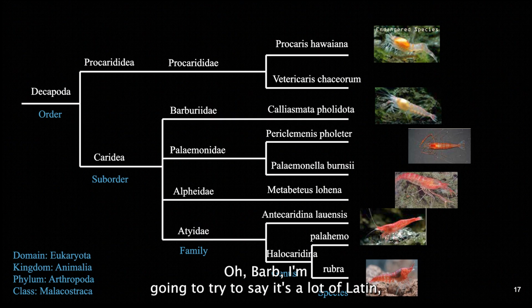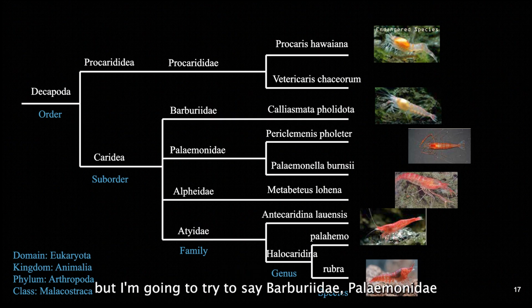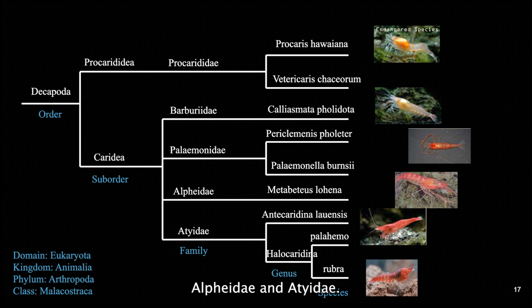I'm going to try to say it. It's a lot of Latin, but I'm going to try to say it. Barburidae, Palaemonidae, Alphiidae, and Aetiidae. And a lot of them are endemic. A lot of them are endangered.